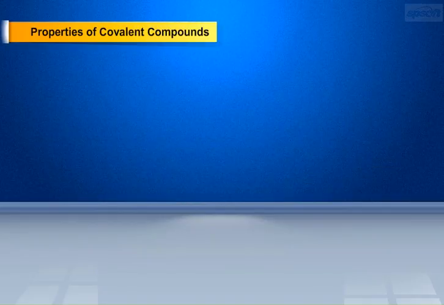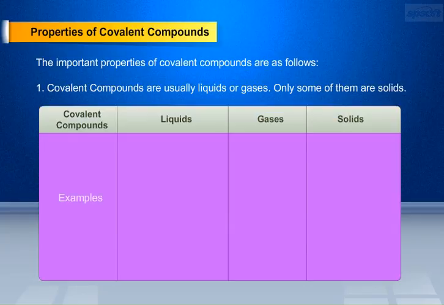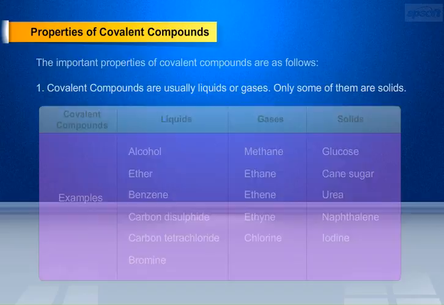Let us see the important properties of covalent compounds. Covalent compounds are usually liquids or gases. Only some of them are solids. Examples of liquid covalent compounds are alcohol, ether, benzene, carbon disulfide, carbon tetrachloride, and bromine. Examples of gaseous covalent compounds are methane, ethane, ethene, ethyne, and chlorine. Examples of solid covalent compounds are glucose, cane sugar, urea, naphthalene, and iodine.